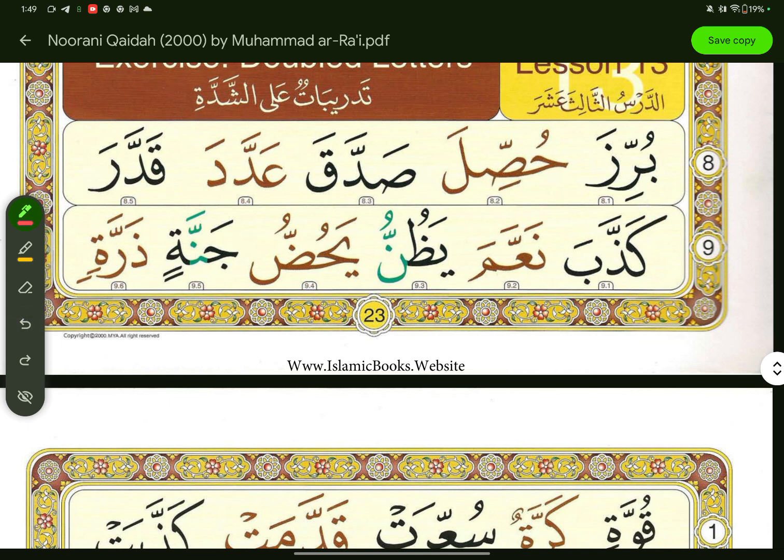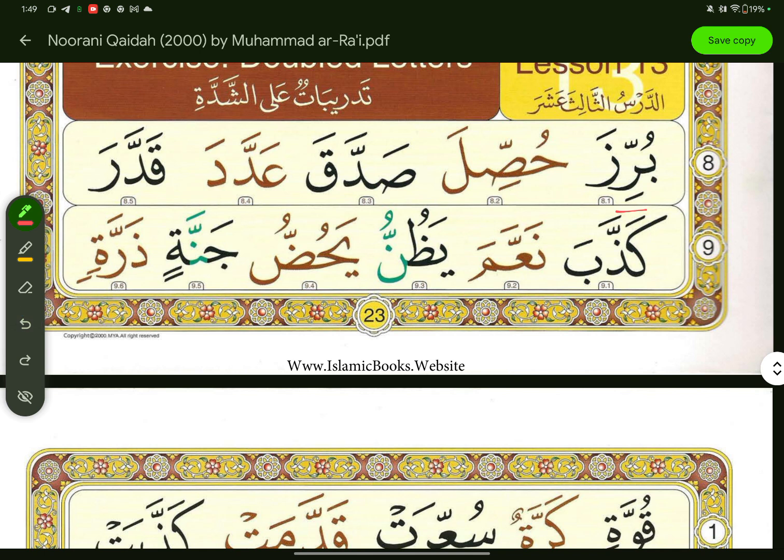We're gonna do this one here. The first letter there is ba with a dhamma, bu. Next letter is ra with a kasra, ri. So burri. This is when you roll the ra, roll the tongue, because you're saying two ras, right? So burriza. The za at the end with a fatha, za, right? Burriza.